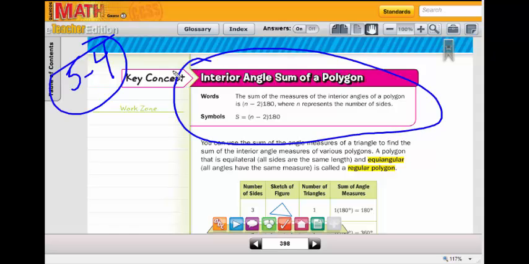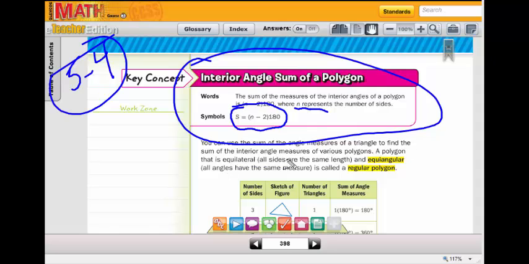interior angle sum of a polygon. In words, what they're telling you is the sum of the measures of the interior angles of a polygon is n, whatever number of sides that polygon has, minus 2, and then multiplied by 180, where again n represents the number of sides. So here in symbols is the formula for that. So we have the sum of the interior angles equals the number of sides minus 2, and then multiplied by 180.